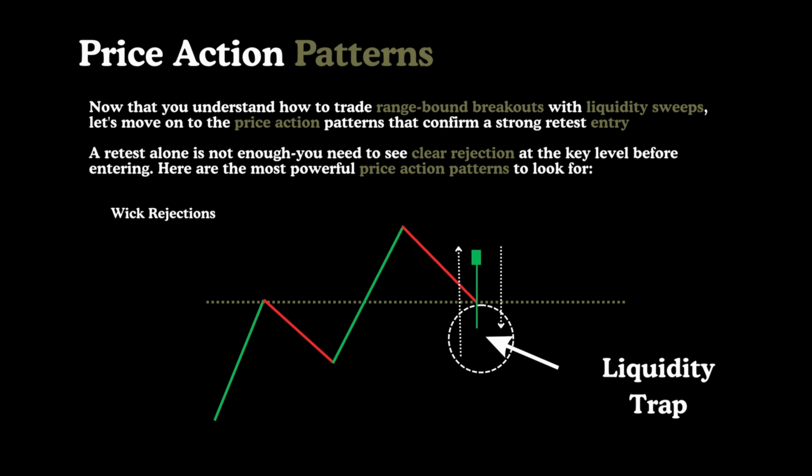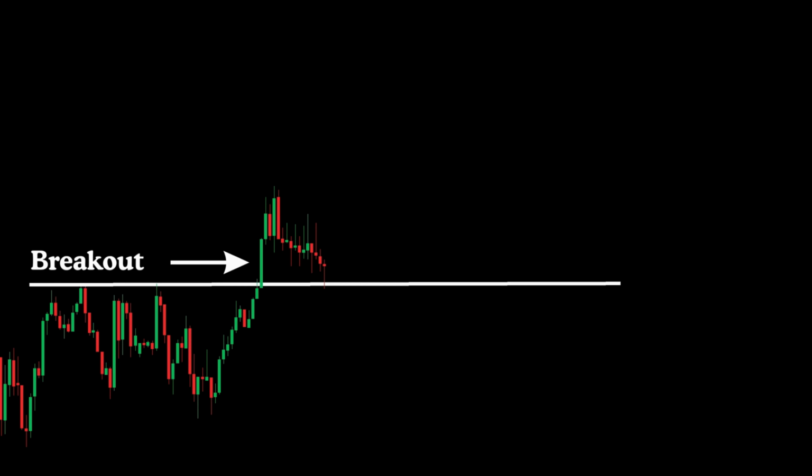The more frequent the wicks, the stronger the zone. It means price is struggling to break it, creating a high probability entry setup. When price breaks above a major resistance and then dips back to test it as new support, a bullish pin bar can be your go-to sign of a strong rejection.